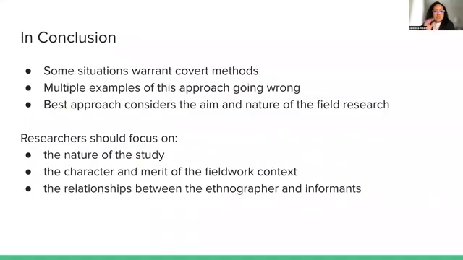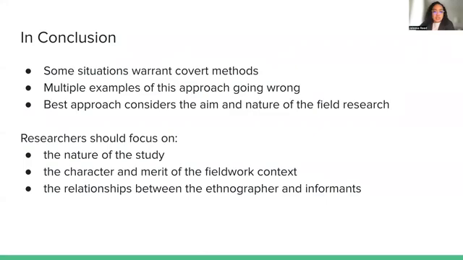In conclusion, there are a few situations where covert research can be warranted, and there are many examples of covert research that goes wrong when researchers confuse deception and disclosure in fieldwork. Researchers recommend a nuanced approach that considers the aim and nature of the field research.